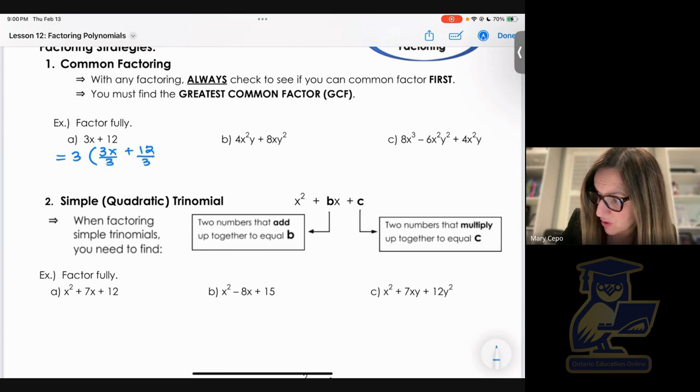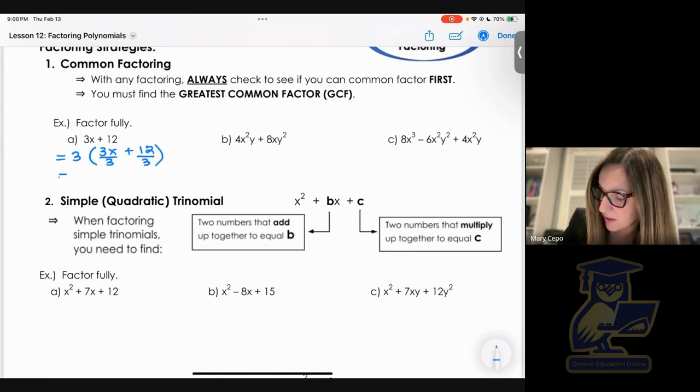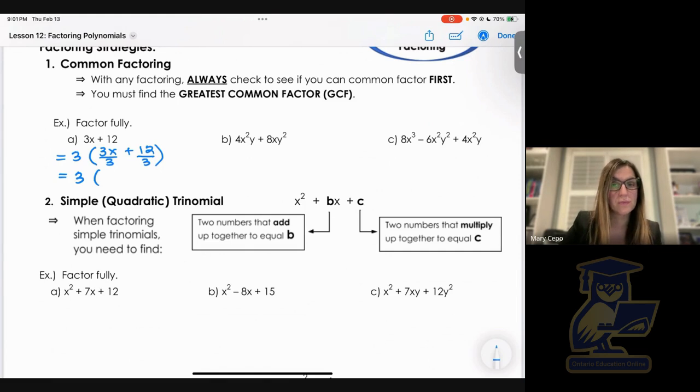You do not have to show this every time. I'm just going to do that for the first example so that we see how we factor out a greatest common factor. And then we simplify. 3x divided by 3, which we know is x. 12 divided by 3 is 4. Now, a quick way to make sure that we have factored properly is by expanding, going the opposite way. We know that 3 times x would be 3x, and 3 times 4 would be 12.